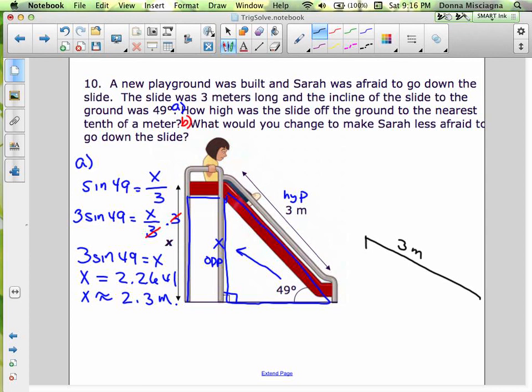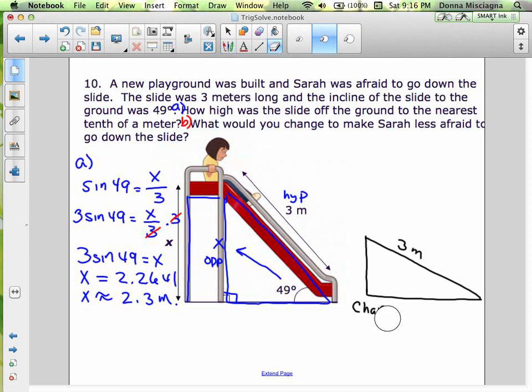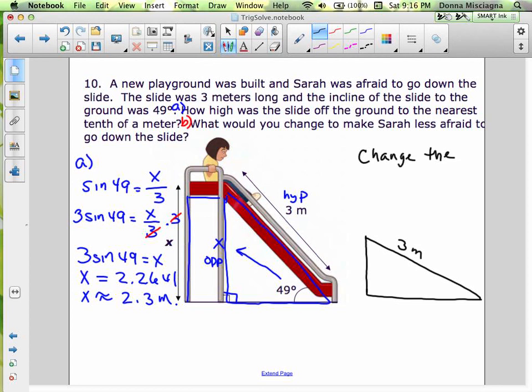What if we made this distance less? And how could we make that distance less? If we change this angle. Actually, let me write it up here. So if we change the angle of incline, we change the height. So maybe now the slide can go down a bit.